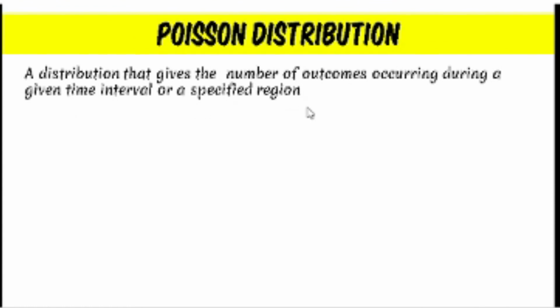So this distribution is more applicable for experiments where we count the number of events in a particular interval of time or a particular region, and we want, based from the data, to compute for the probability that an event will occur. There's only one parameter for this distribution. We only need the population mean. Let me give you an example so we can visualize this distribution more.